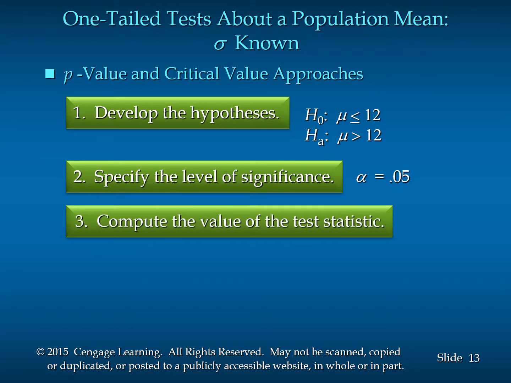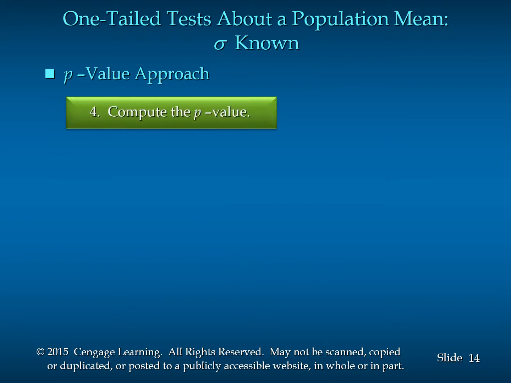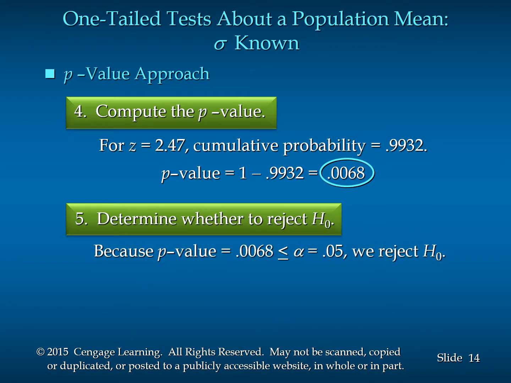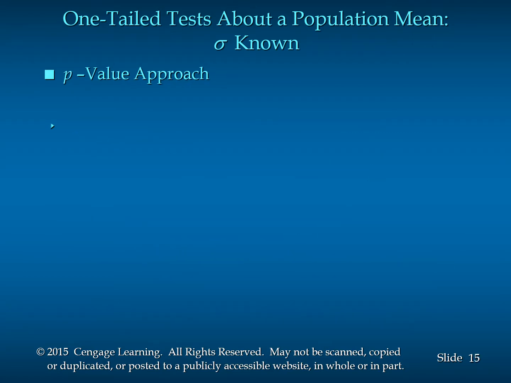Using that, we will compute the value of the test statistic, and that is the sample mean minus our hypothesized population mean divided by the standard error of the mean, which is sigma over the square root of n. This gives us a z-test value of 2.47. Following the p-value approach, from that z-test of 2.47, from the z-distribution table, we come up with an area in the upper tail of 0.0068. Now, we would compare that 0.0068 to our significance level of 0.05, and we would reject the null hypothesis.